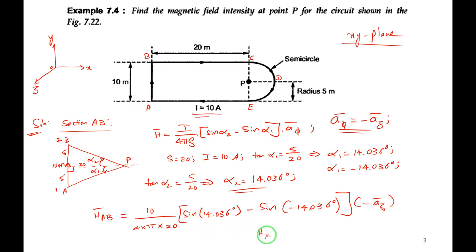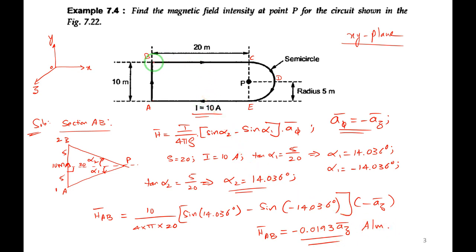Okay, we'll calculate this. What we are going to get, we'll calculate HAB is equal to, so sine of 14.036 minus sine of open bracket minus 14.036 into 10 divided by 4 into pi into 20. Okay, minus 0.019, but this minus is there, so I'll take minus 0.0193 AZ, right? Ampere meter. We have calculated for AB.